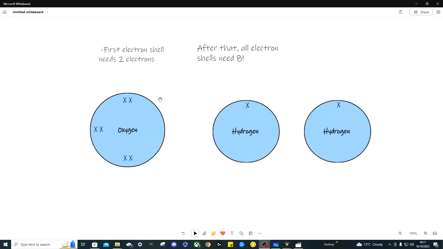In today's video we're going to be going over another science concept taught at GCSE, which is covalent bonding. Now covalent bonding is a very important part of chemistry. It only occurs between non-metals and it occurs when atoms share electrons.